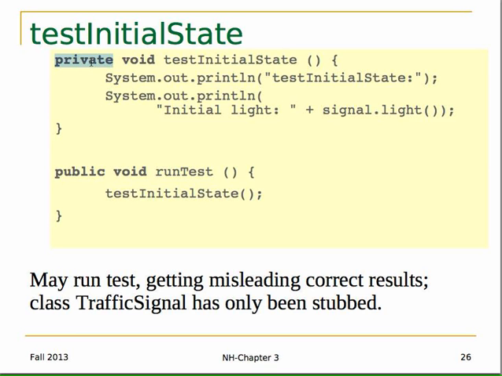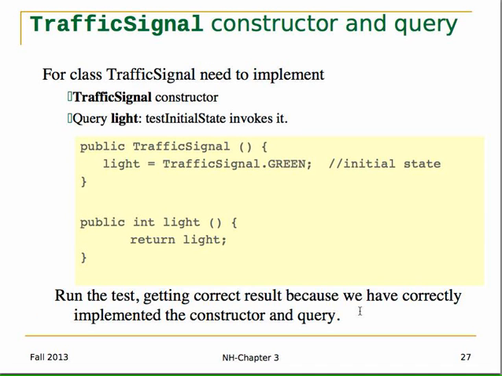So far we haven't really done a lot of private methods. Here is a situation where we might just want to make methods private, and then we call it from the run test method. All this does is print out some things and uses a query method to find the current state of the light data member in the traffic signal class. So right now if you run this test, we may get misleading or correct results because this traffic signal class has only been stubbed. That is, we only have a skeleton or outline basically of the traffic signal class. We really haven't put much code into it.